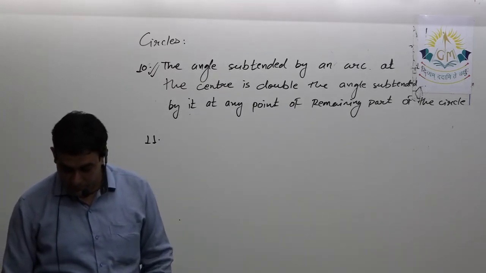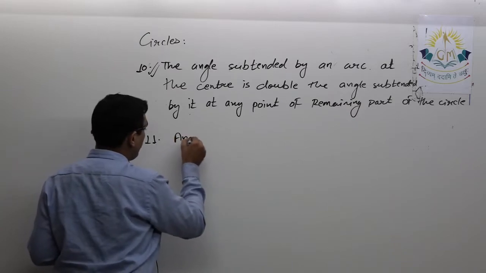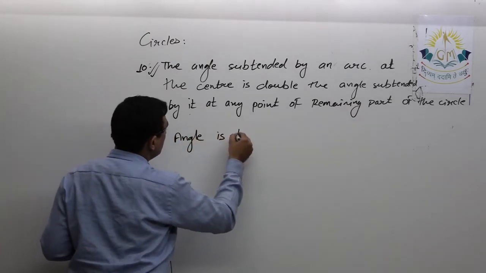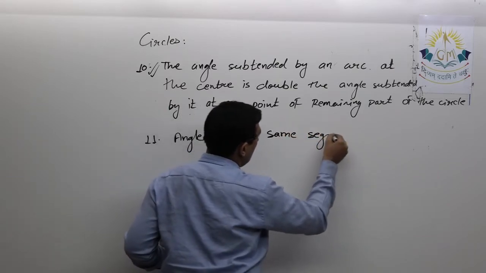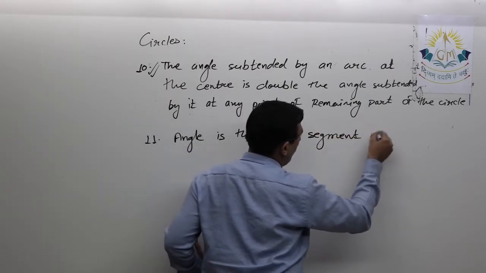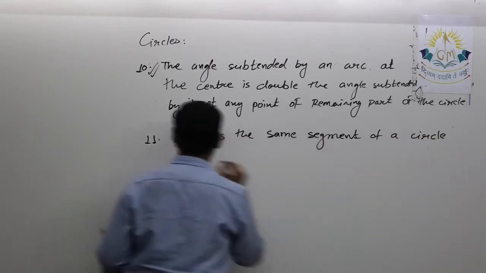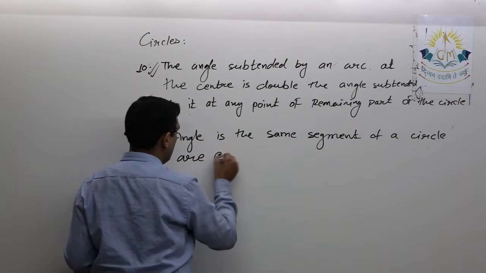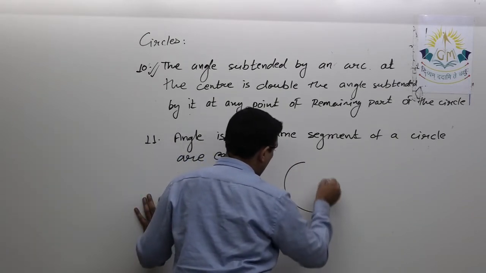Now next is: angles in the same segment of a circle are equal. Angles in the same segment of a circle are equal.